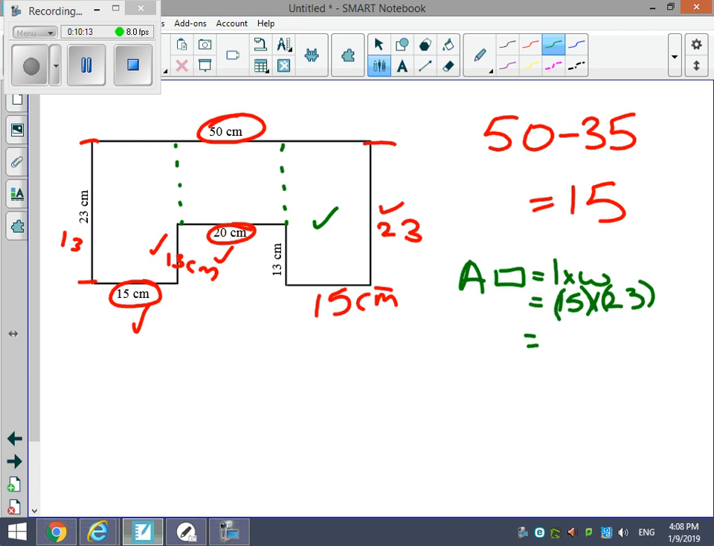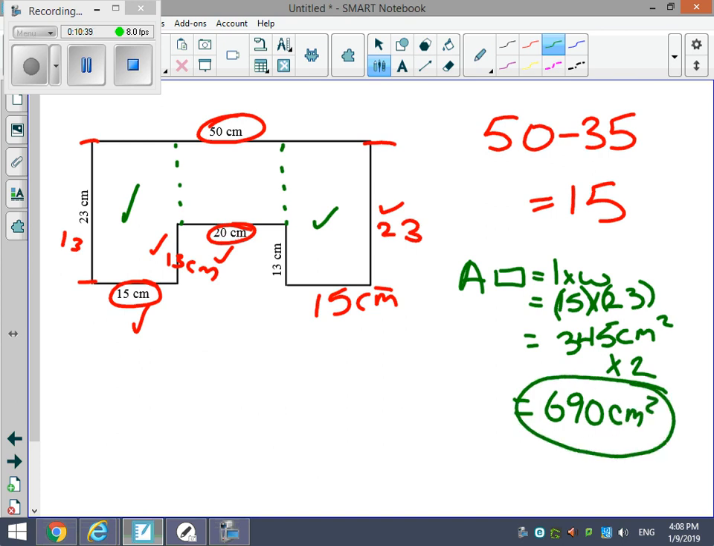And 15 times 23, let me just get into my calculator here, is 345 centimeters squared. This one and this one are the exact same size, so instead of doing it twice, let's just multiply it by 2. And 345 and 345 is 690 centimeters squared. So now you know 2 of them. Now we have to work on this one right here.